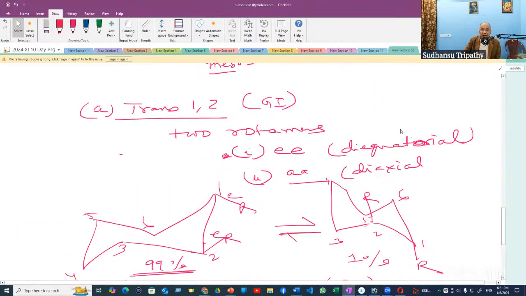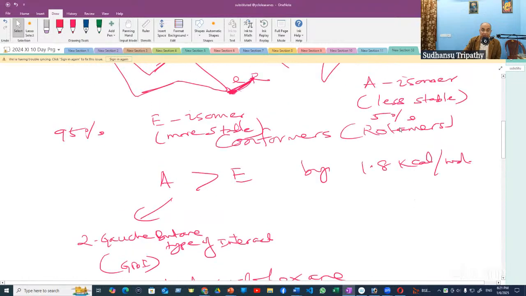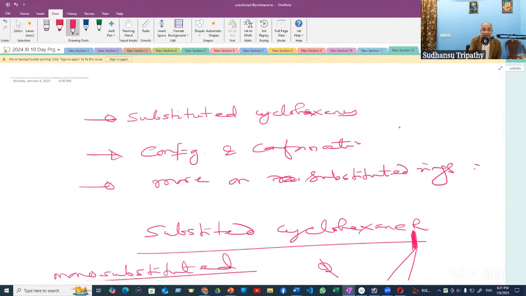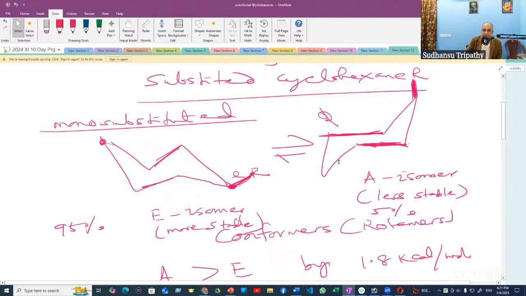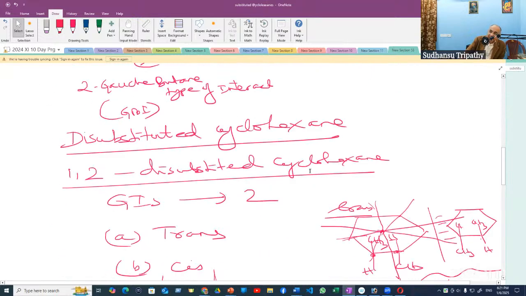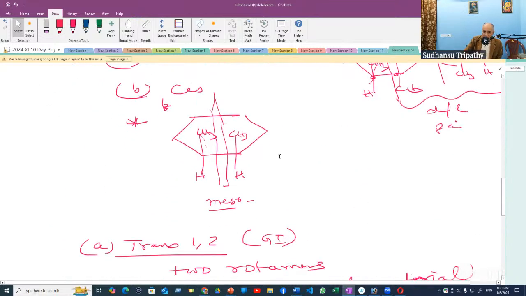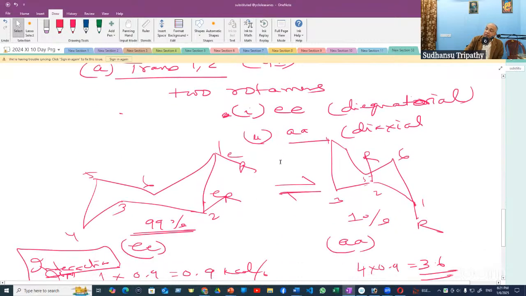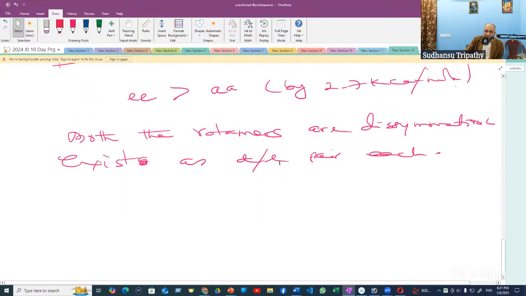One thing I have to discuss some other day, that is the resolution of a racemic mixture. Today is not possible. Today I will declare the end of our program, because I had a plan for a 7 lecture program that is ending today. Both the rotamers are dissymmetric, exist as DL pairs.